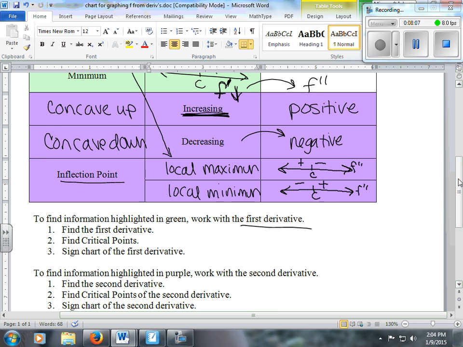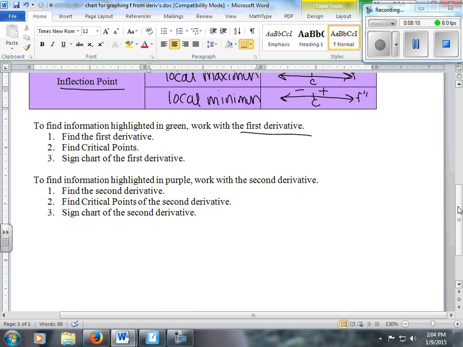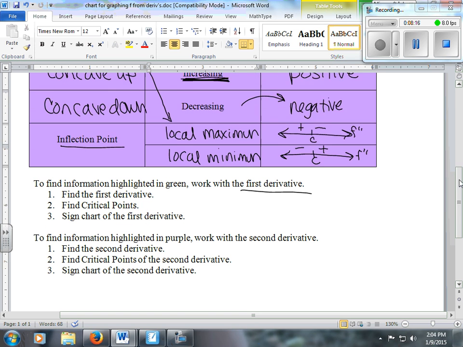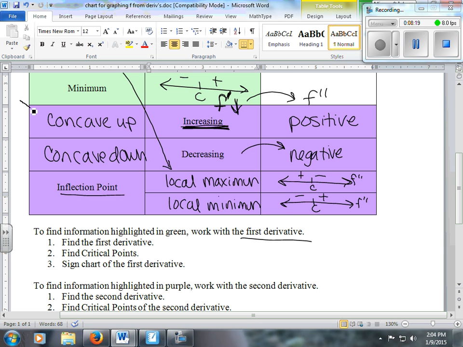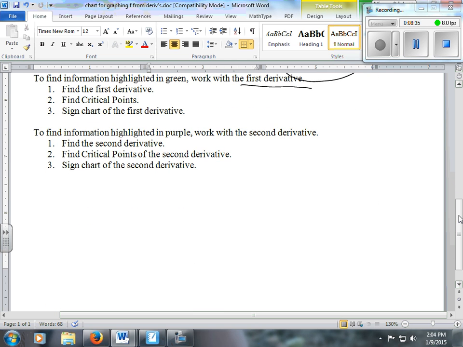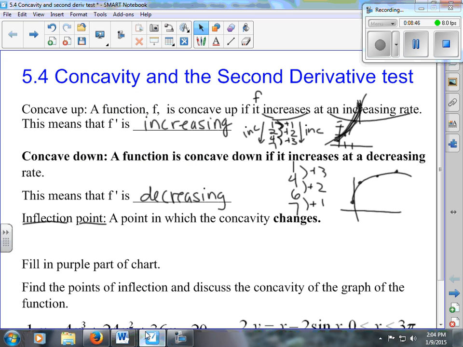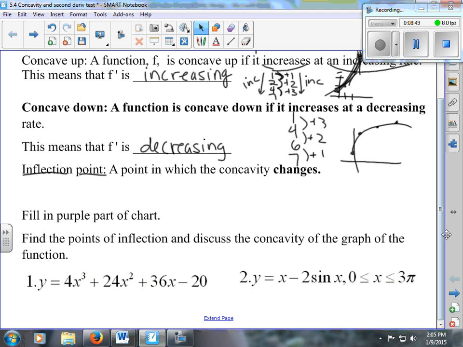And down here at the bottom, I've described how we're going to use the chart. Anytime you need to know something about f that's in purple, so where f is concave up, where f is concave down, or where f has an inflection point, then you need to work in the second derivative where the sign chart parts are. So the instructions say find the second derivative, find the critical points of the second derivative, and do a sign chart. It's the same instructions, just on the second derivative instead of the first derivative. All right, so let's do an example.